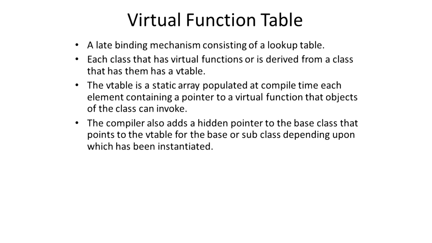that objects of the class can invoke. And it so happens that this is a hidden pointer, so we don't actually see it in the code. It's not written explicitly, but in the next slide, we're going to actually illustrate it so that you can see this and what it looks like. And it's just a pointer which points to the VTable for the base or subclass, depending on which one of them is going to be instantiated. So each class, whether it's a child class or a parent class, will have a VTable pointer.